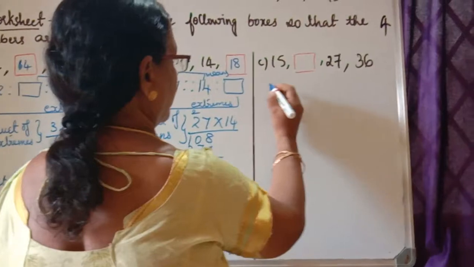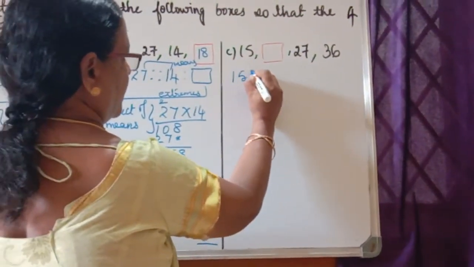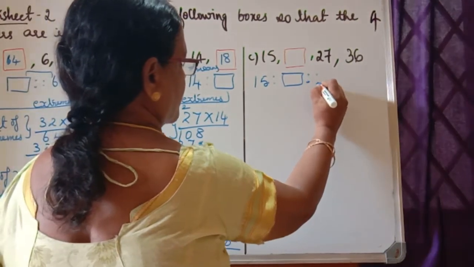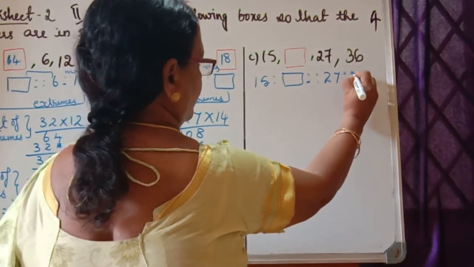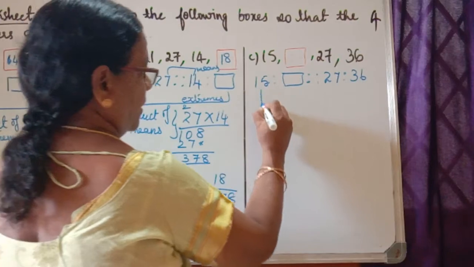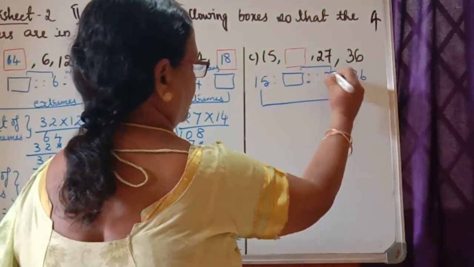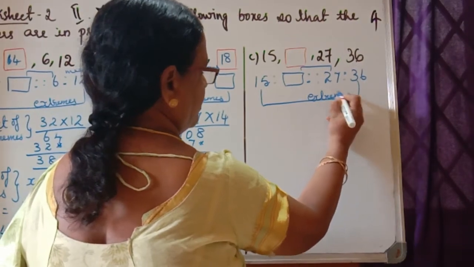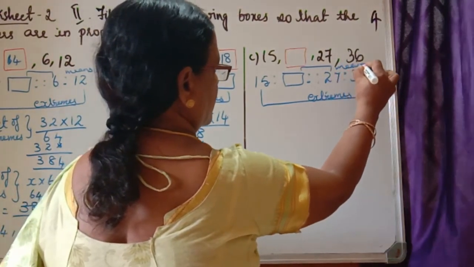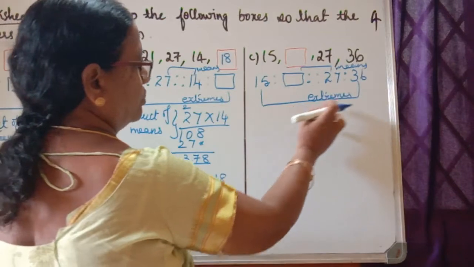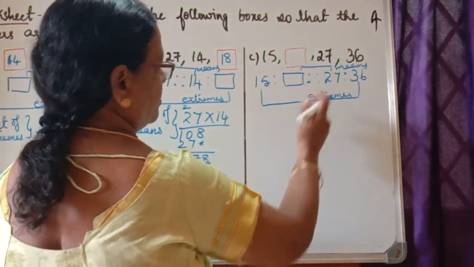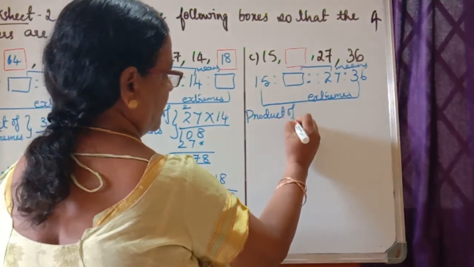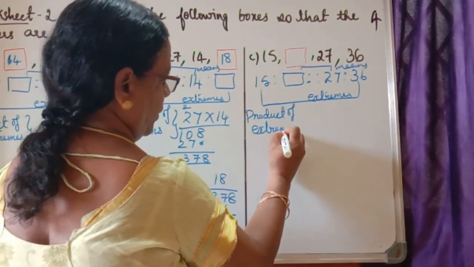Now we will move to the third sum. First you write in the proportion form 15:box as 27:36. Here product of extremes is equal to product of means. Here we got both the extremes. So first we take the product of extremes. We have to find the product.